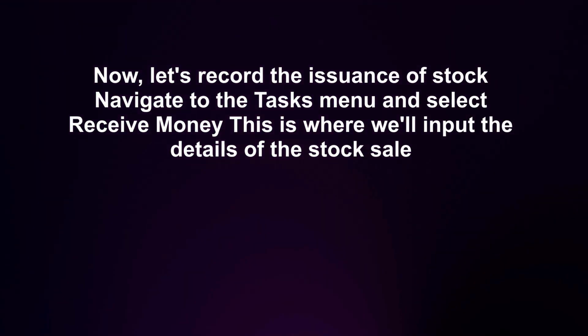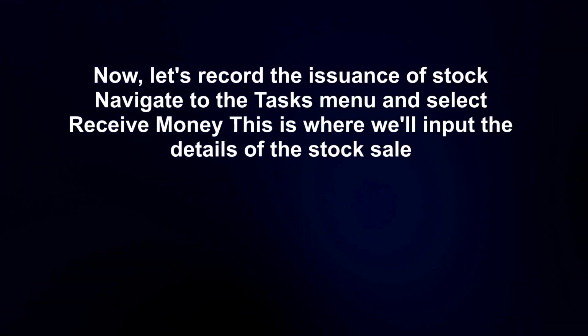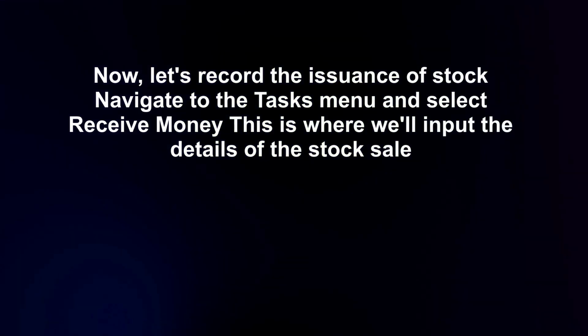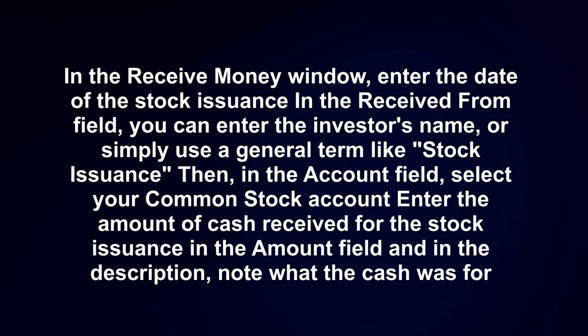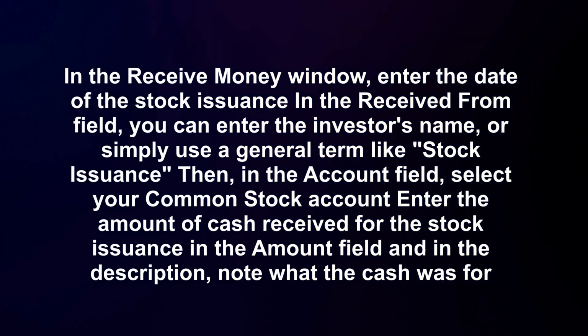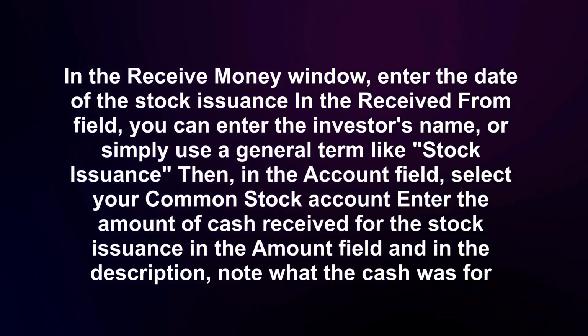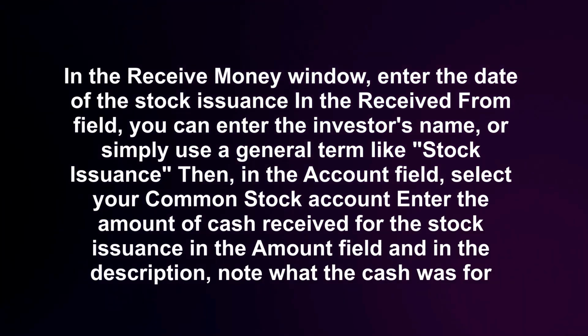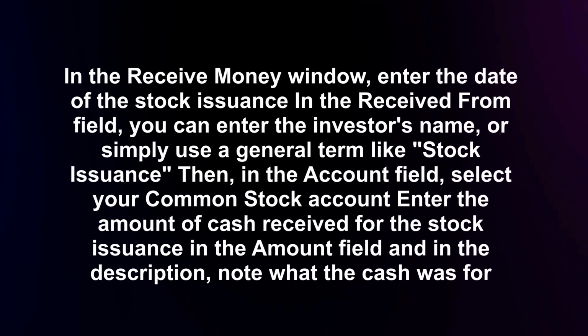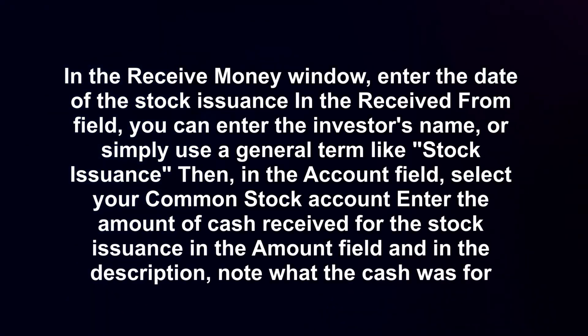Now, let's record the issuance of stock. Navigate to the tasks menu and select receive money. This is where we'll input the details of the stock sale. In the receive money window, enter the date of the stock issuance. In the receive from field, you can enter the investor's name, or simply use a general term like stock issuance. Then, in the account field, select your common stock account.